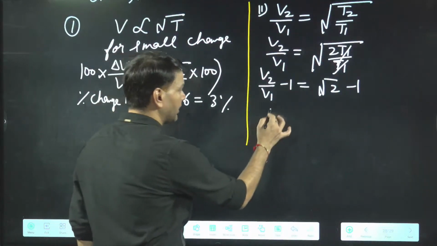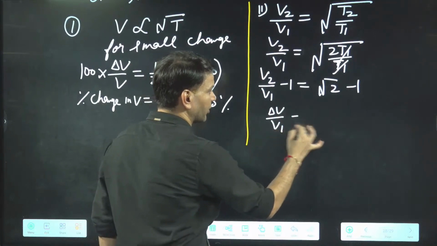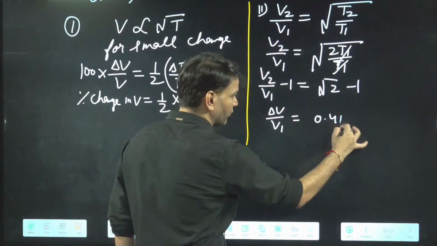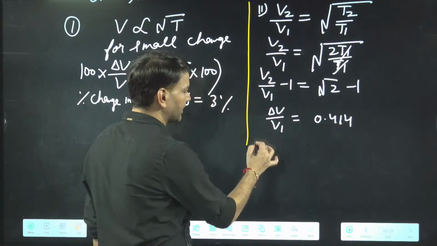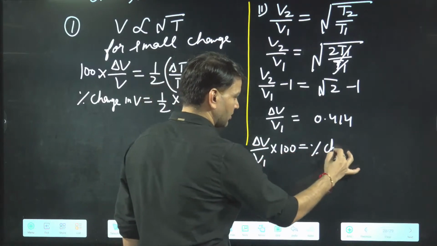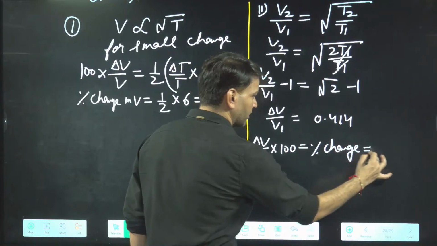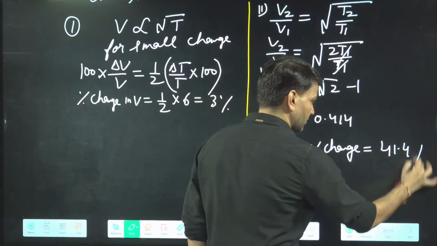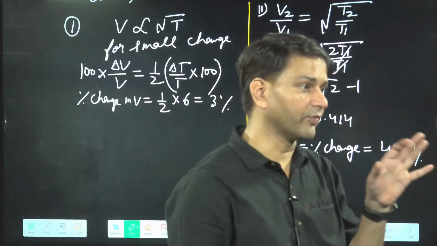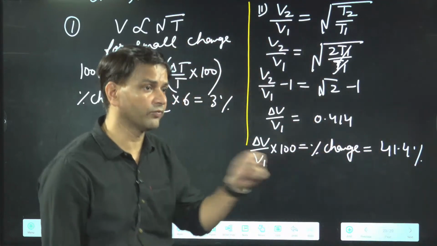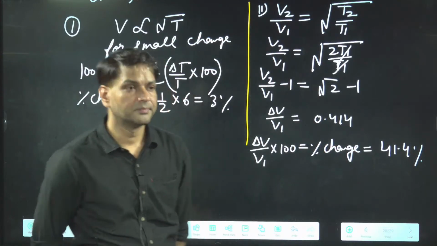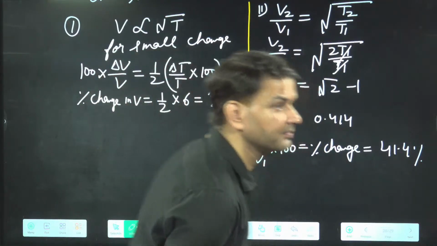This gives delta V by V1. The fractional change in velocity is 1.414 minus 1, that is 0.414. Now for the percentage change, multiply by 100 on both sides. It will be 41.4%. So the percentage change in velocity will be 41.4%. The approximation was giving a 50% result and this gives 41.4%, so there is a large difference. Okay. Got it? Okay.